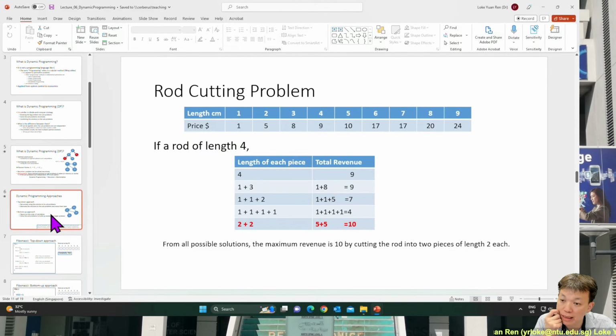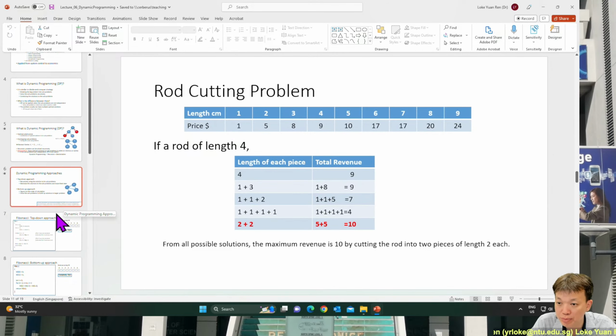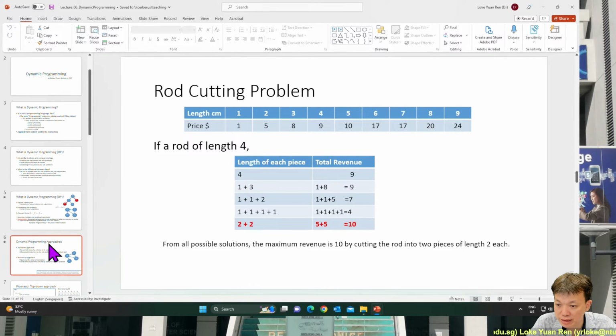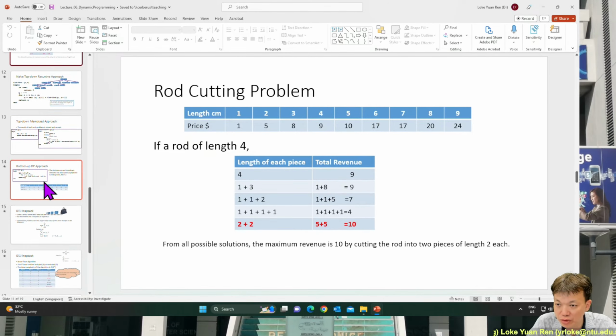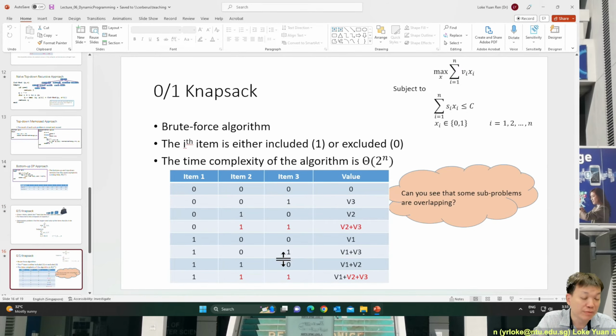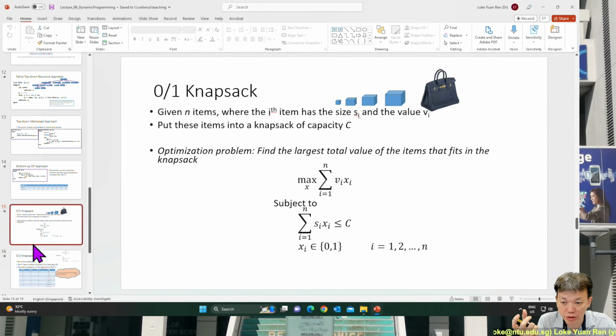Another one I introduced is a 2D problem, which is also very famous, an NP-hard problem: the 0-1 knapsack problem. This one has two factors you need to consider. One is the size of the item. The other one is the value of the item. So you need to try to maximize the value, and at the same time, keep the total size of the items less than the capacity of the knapsack. So it's like you can select or not select.